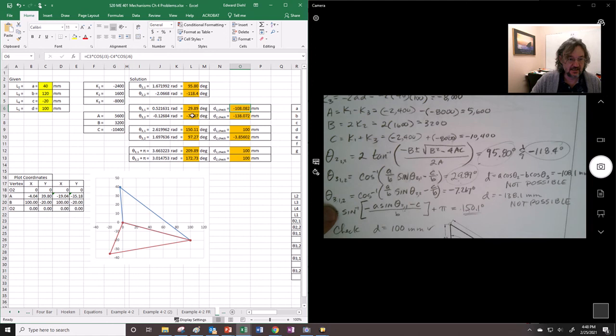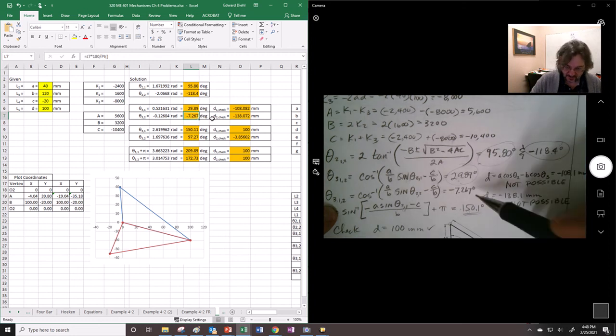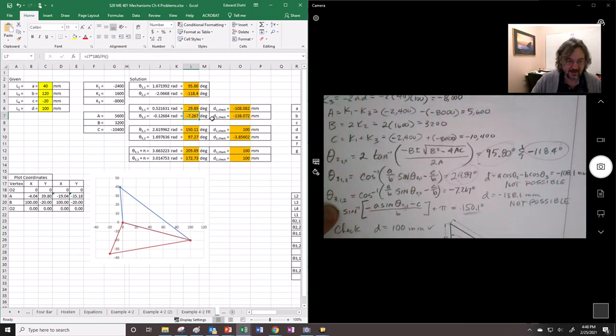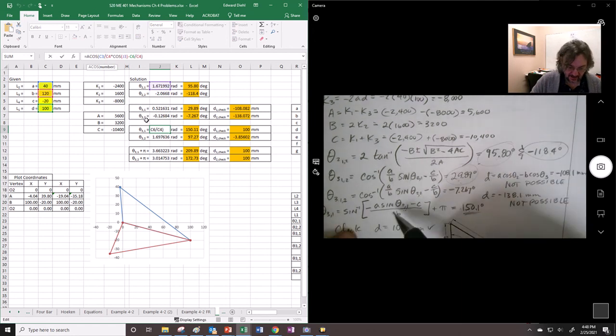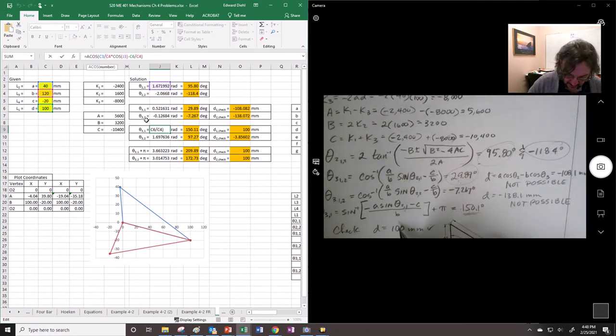And then I try it again here, and I get this angle of negative 7.267 as part of the thing, and I put that back in there, and I get 138. Still can't be true. So now instead I try taking the alternate thing right here.